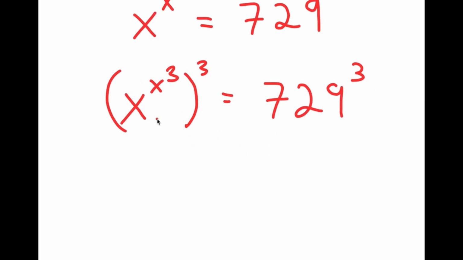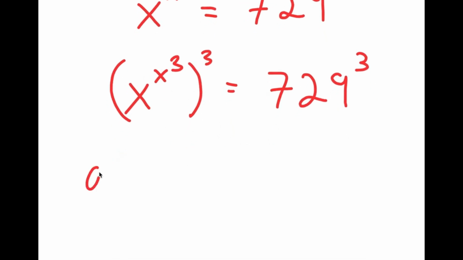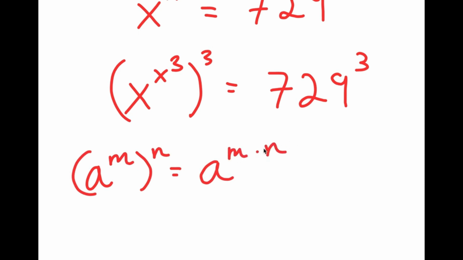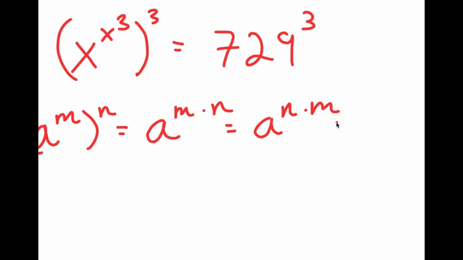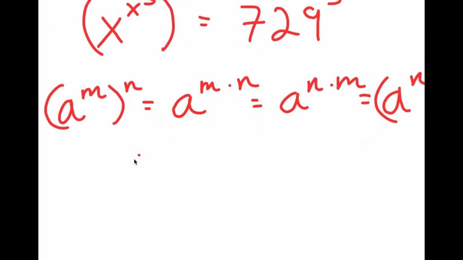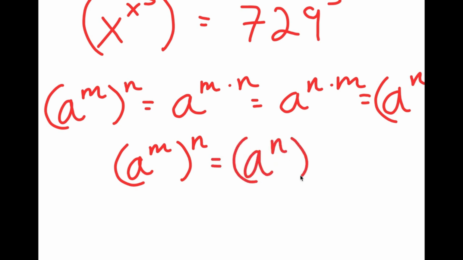Now, if I have something in the form a to the power of m to the power of n, this is the same thing as a to the power of m times n. Now, m times n, I can also rewrite as n times m. And if a to the power of m to the power of n is equal to a to the power of m times n, then a to the power of n to the power of m should also equal a to the power of n times m. So in simpler terms, a to the power of m to the power of n is equal to a to the power of n to the power of m.